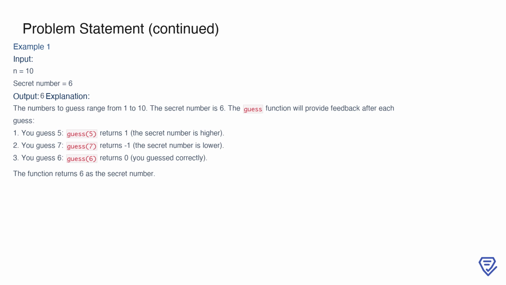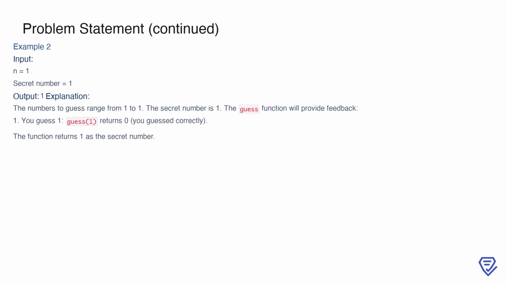This example demonstrates how the feedback from the guess API allows you to zero in on the correct number step by step. Now, let's consider a simpler scenario where n is 1. Here, the range of numbers to guess from is just 1, and the secret number is also 1. Since there's only one possible number, the process is straightforward. You guess the number 1, and the guess function immediately returns 0, confirming that your guess is correct. The function guessNumber would then return 1 as the output. This example highlights that the function must handle the smallest possible input gracefully, ensuring that it works correctly even when the range contains only a single number.